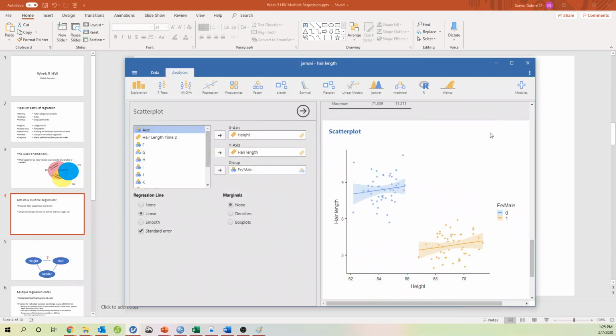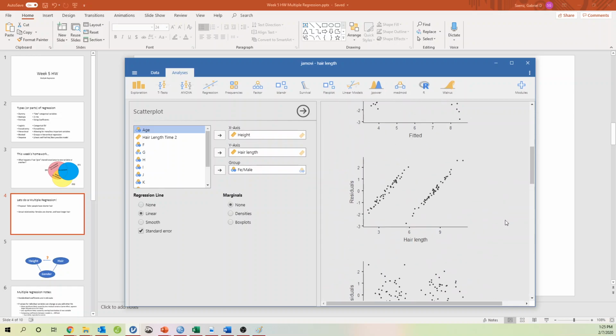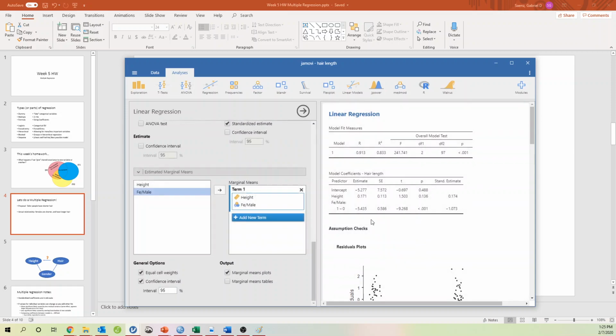Okay, back to our current stuff. So if I was to summarize here, the gender variable overlapped with the height variable so much that it removed the height variable's significance and became significant itself. Say that again. The gender variable overlapped with the height variable so much that it removed the height variable's significance and became significant itself.